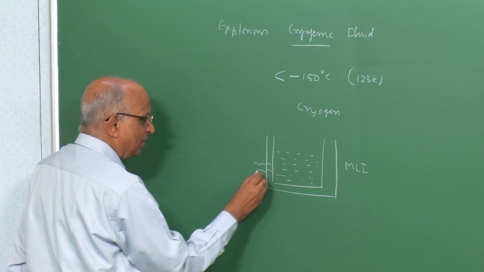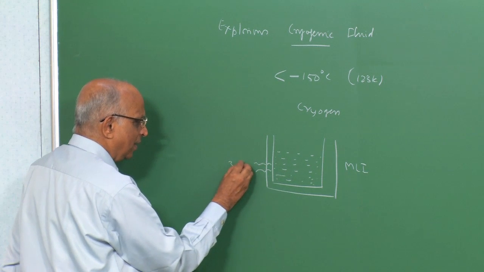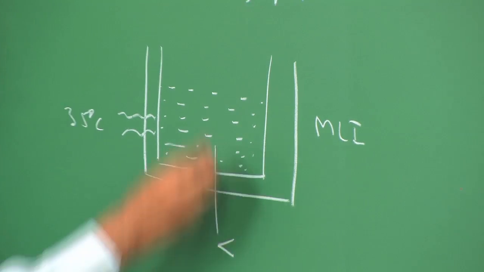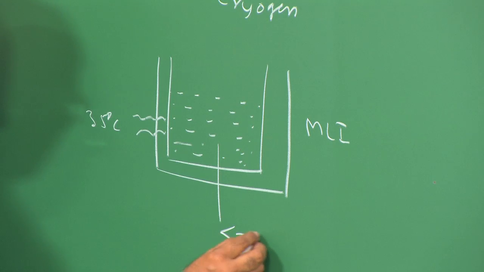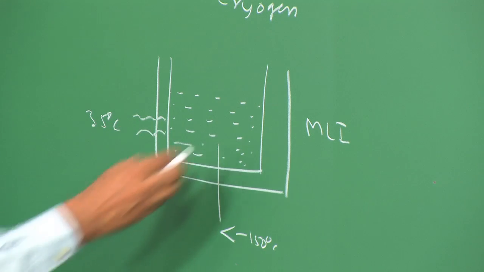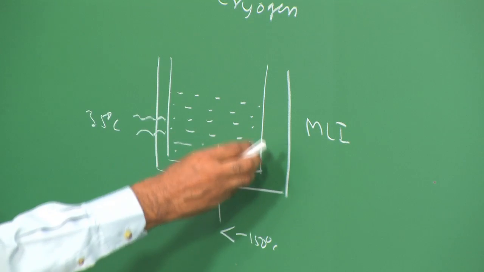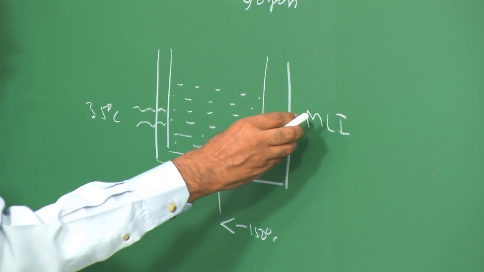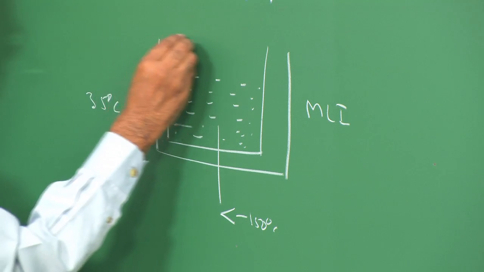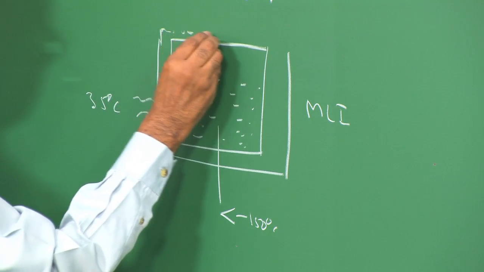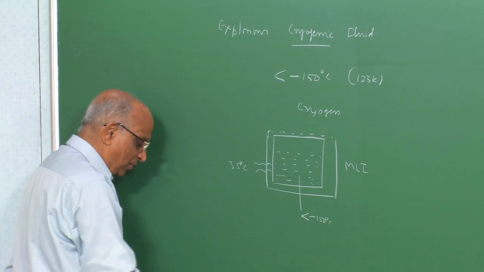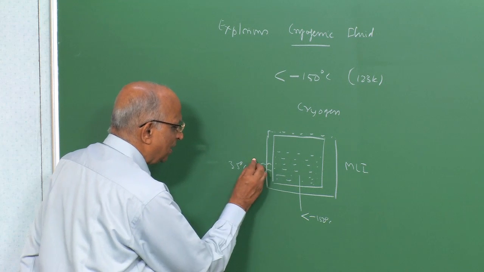heat from the ambient. See, the ambient is something like, let's say, 35 degrees centigrade. The fluid here is at temperature less than minus 150 degrees centigrade. Therefore, there is always a tendency for heat to flow in, and therefore you give a good insulation: multi-layer insulation, vacuum insulation, maybe some powdered insulation, maybe some puff insulation, and so on. And therefore, let's say the vessel is very well insulated. Now, even if you give the best possible insulation, there is always some heat leak which occurs.